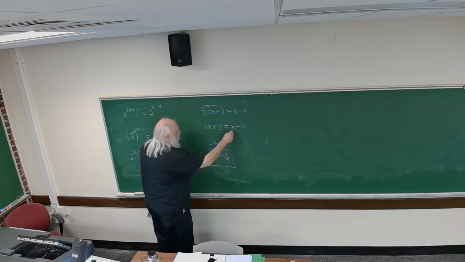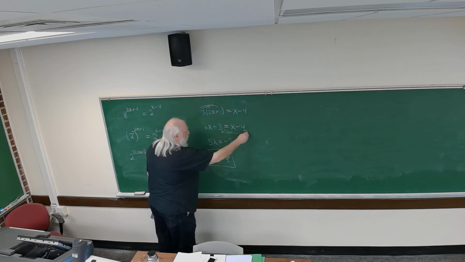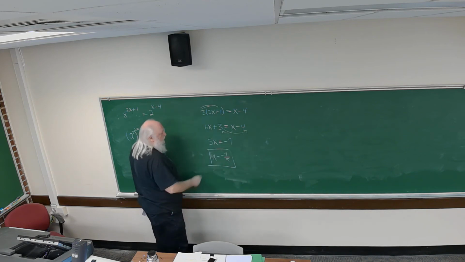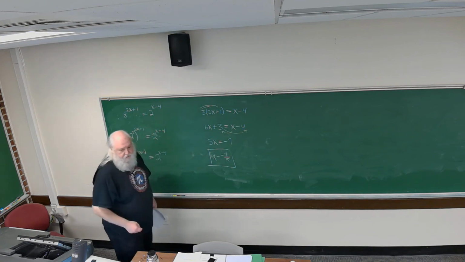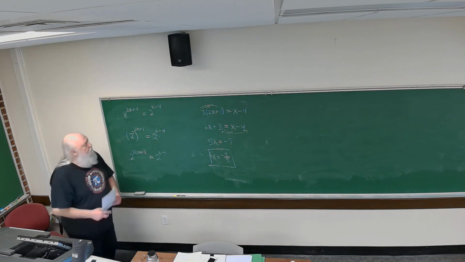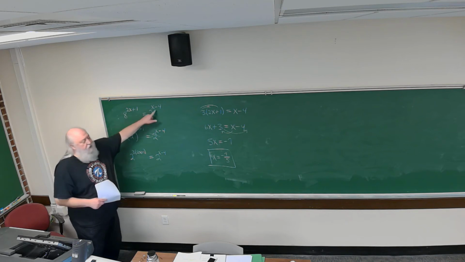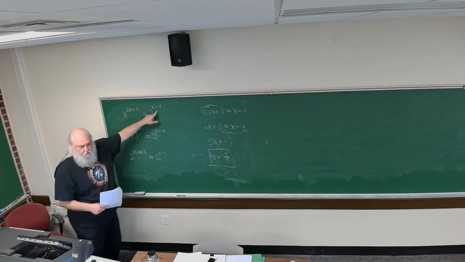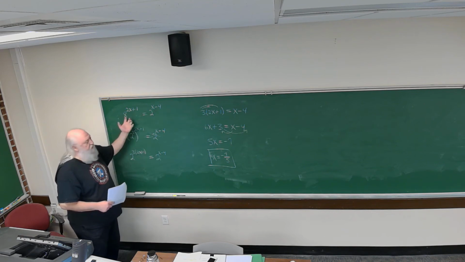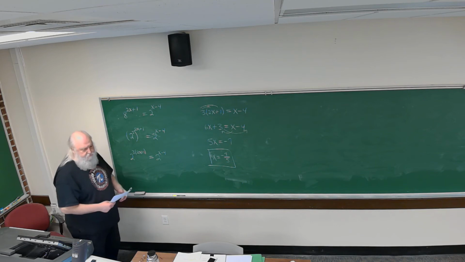And now I subtract x from both sides, subtract 3 from both sides, and I get 5x is equal to negative 7. And then when I divide both sides by 5, I get x is equal to negative 7/5. So minus 7/5 is the number I can put in for x on the left side and the right-hand side of our original equation, and the left-hand side will equal the right-hand side.